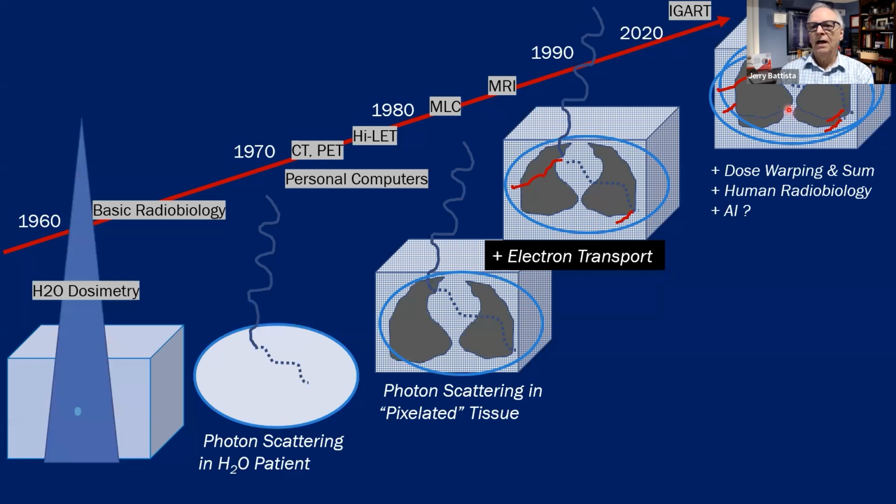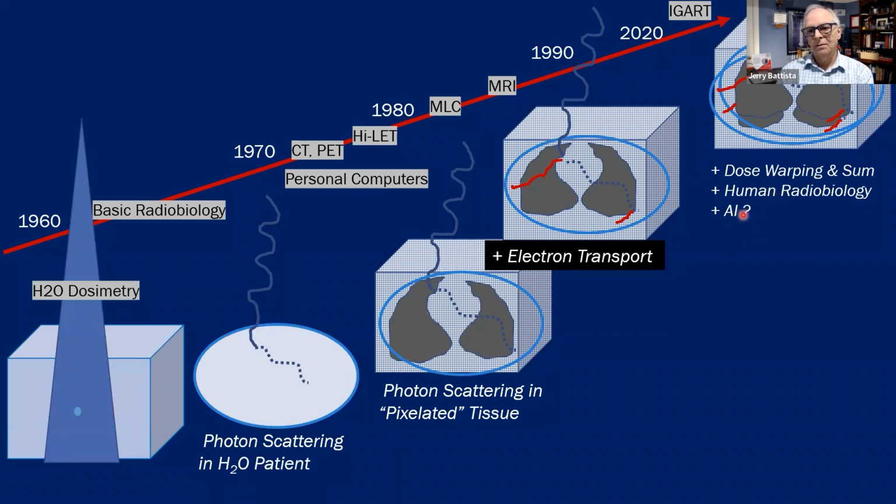Looking ahead, if you have multiple instances of the patient per fraction, then you can do the calculations on each of the images and then warp the images to bring them back to a common coordinate system and add up the doses to predict the dose distribution received by the patient after n fractions. Adding human radiobiology has been a promise for 50 years, and it's still not quite refined enough, but that's coming.